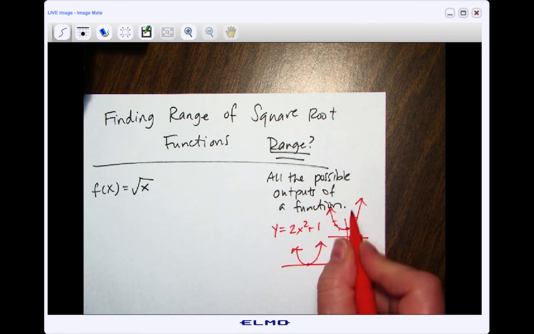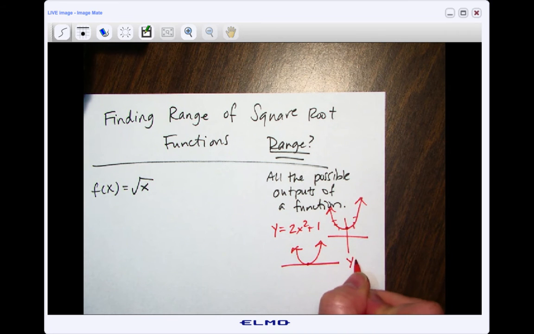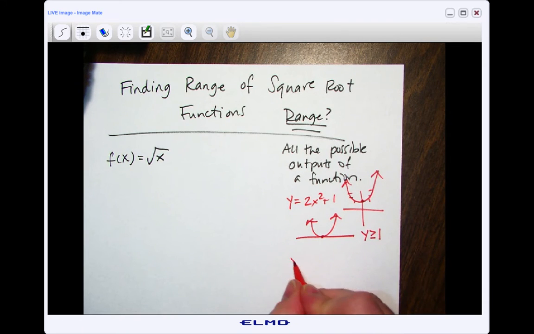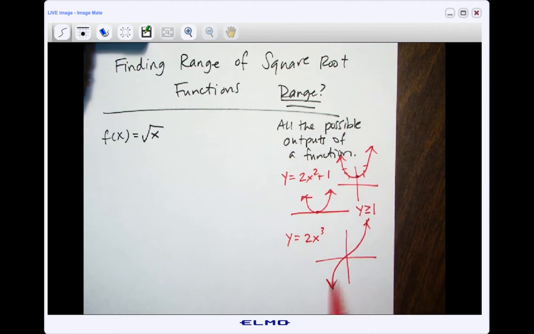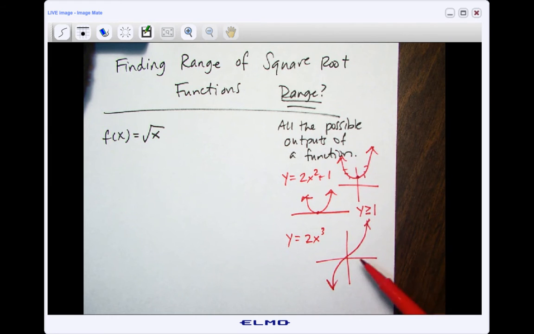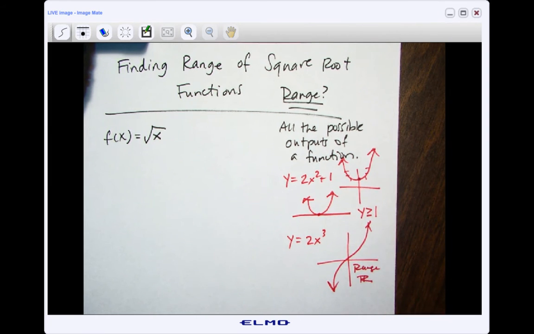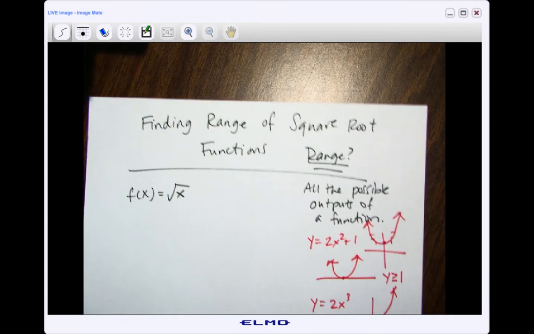And so what would the range here be? The range would be y has to be greater than or equal to, well, what was the lowest place we could get? 1. Y would have to be greater than or equal to 1. All right? But if you had something like this, you know that that's more like a function that looks like this, right? And so you're going to get all the x's and you're going to get all the y's. And so the range would be all real numbers. Okay, so you can think about these things graphically.